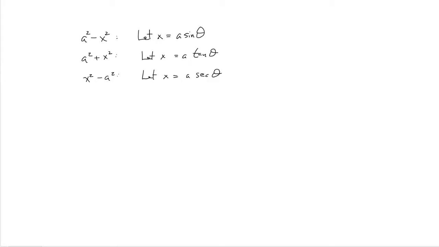If you have something of the form a squared minus x squared in your integral, then let x be a times the sine of theta. If you have something of the form a squared plus x squared, then let x equal a times the tangent of theta. And if you have something of the form x squared minus a squared, let x equal a times the secant of theta. And in all these cases, you'll end up with some trig identity that turns out to be a perfect square and will let you simplify and integrate.